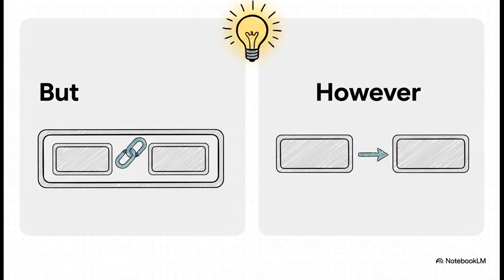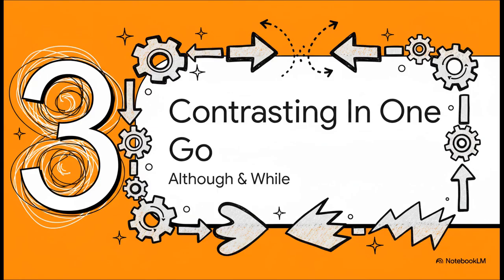All right, let's just pause for a second for a little aha moment. This is the big one. But works inside one single sentence. However works between two separate sentences. Honestly, if you just remember that one distinction, you've already leveled up your writing skills in a major way. So we've got but for inside a sentence and however for between two sentences. Now let's check out a few other words that work like but.